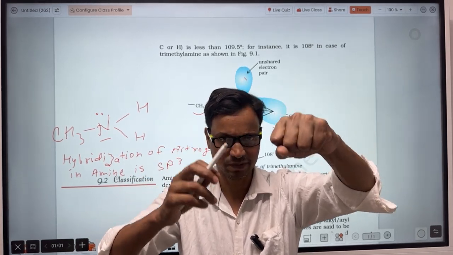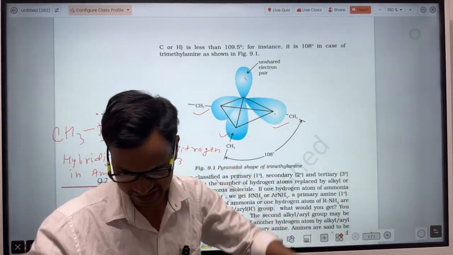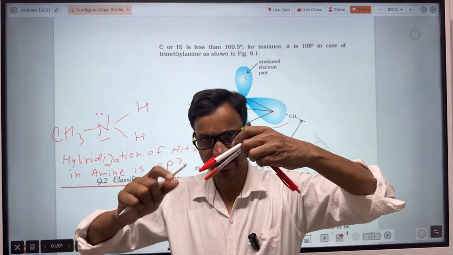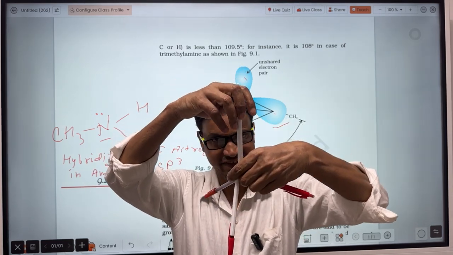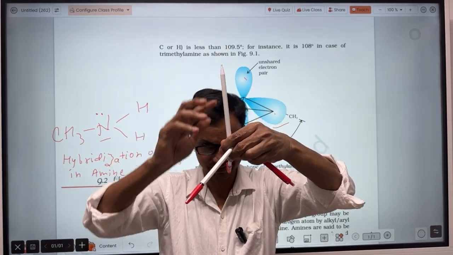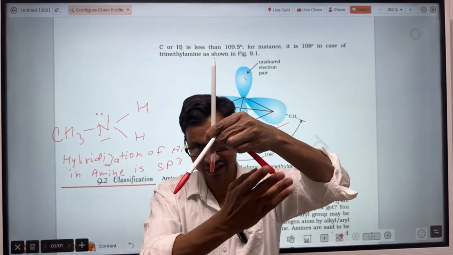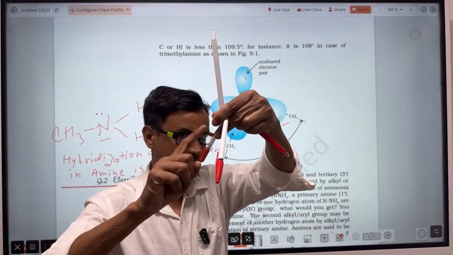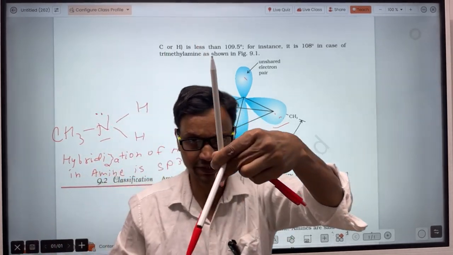These three hybrid orbitals are like this, and the fourth hybrid orbital, which is here, contains the lone pair of electrons like this. It is a two-dimensional figure, so someone might feel difficulty, but actually there is no difficulty here. Here are nitrogen and carbons. This is an sp3 hybridized orbital, and this is an sp3 hybridized orbital, and this one has been indicated.